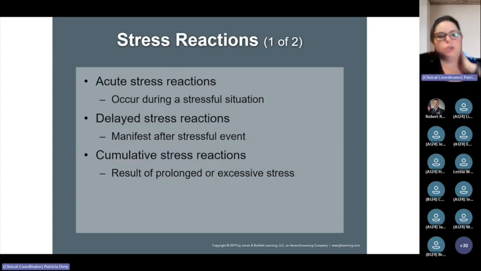Okay. You have your acute stress reaction that occurs during stressful situations. That's characterized by feeling nervous or excited. And then you have your delayed stress reaction, and that manifests afterwards. Those are real fun too. So you may be able to focus and function during the crisis, but after it's over with, there's a buildup of energy afterwards. And that can actually be pretty bad. So you're going to have to learn your stress management techniques to manage that delayed stress for later on. Then we have cumulative stress reaction. I guarantee a lot of y'all have that one.